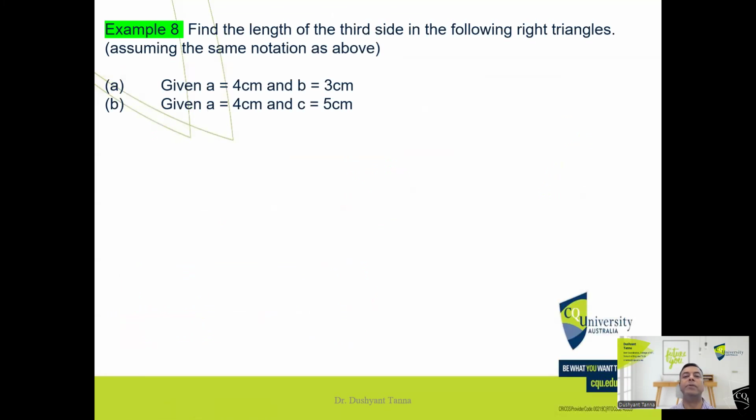Find the length of the third side in the following right triangles, assuming the same notation as above. Given A is there, B is there, C is the hypotenuse. Please find it.